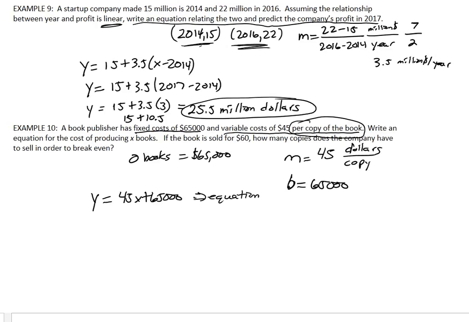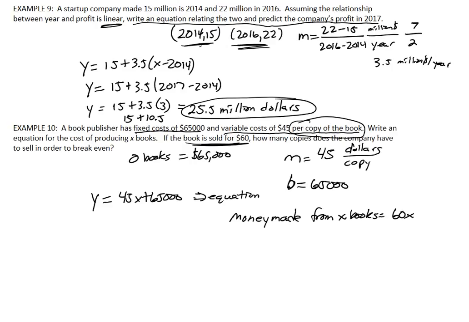Now it says if the book's sold for $60, how many copies does the company have to sell in order to break even? Well, if the book is sold for $60, then the money made from X books would be $60 for every book, so 60X. We would make 60X dollars. So if we're going to break even, that means we're not going to make money, but we're also not going to lose money. So we're going to make $0.